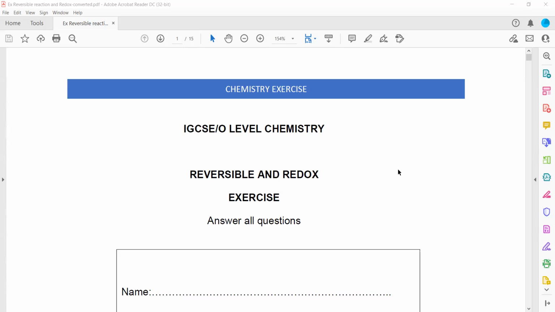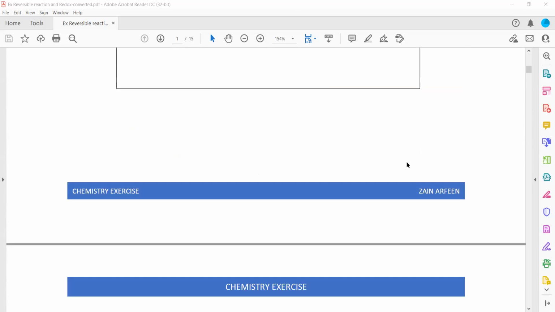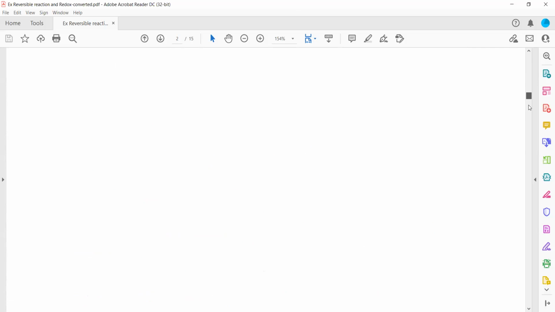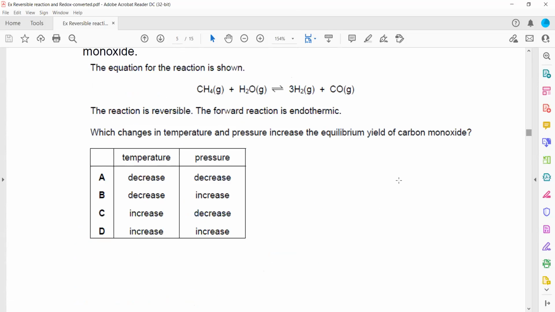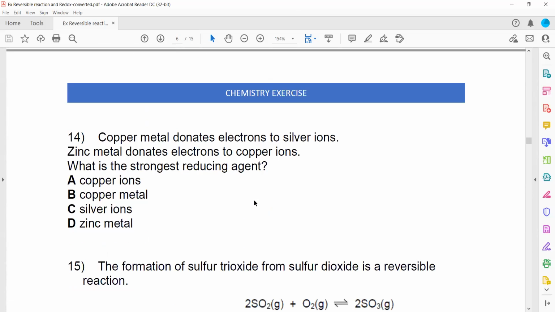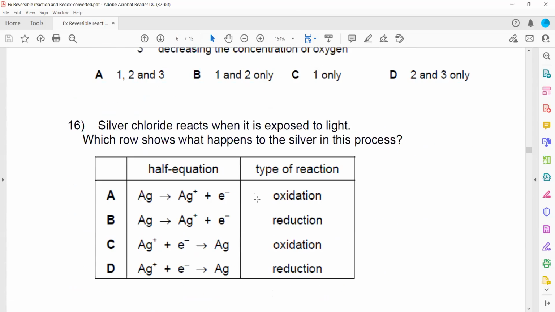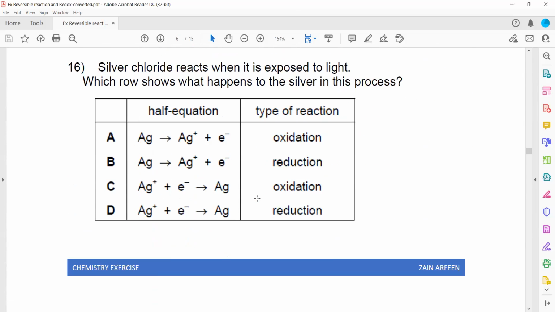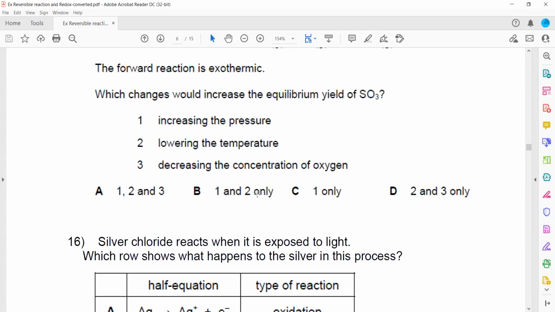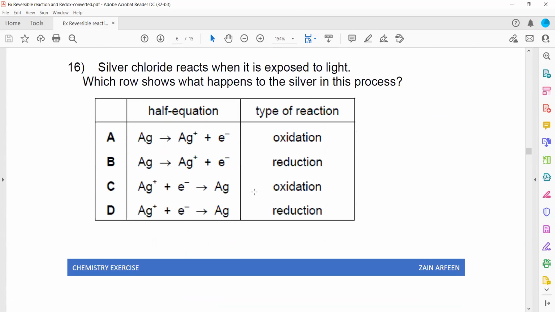In the last session we were discussing questions related to reversible and redox reactions, and we discussed around 15 questions. Now from 15 onwards, Question 16: silver chloride reacts when it is exposed to light. Which row shows what happened to silver in this process?